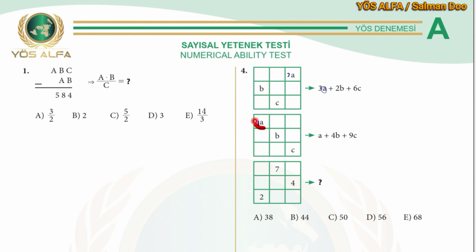For the first square, the coefficient is 1. For the second square, it's 2. For the third square, it's 3. So it's 1, 2, 3. For b, it started out with 2. In the second table, the coefficient of b is 4.